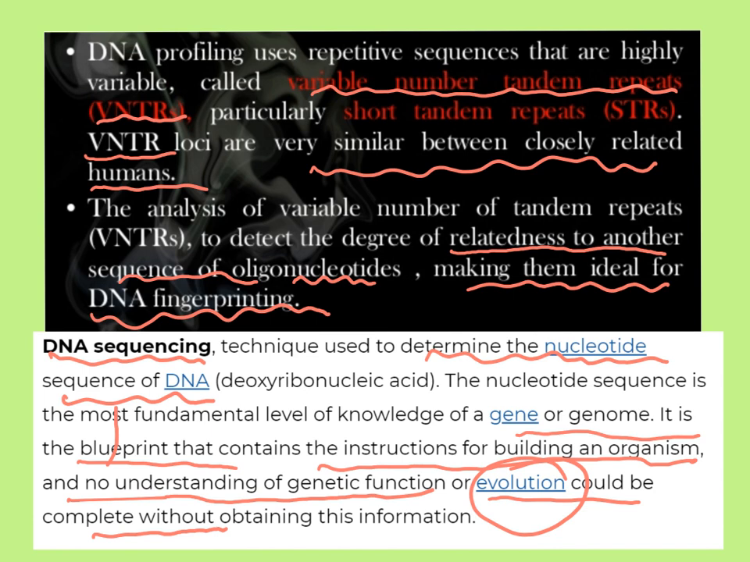Genome is the total of our genes. So if we are able to encode all the sequences of the DNA in our genome, we can study the evolutionary relationship between different living organisms. And this has been done already.